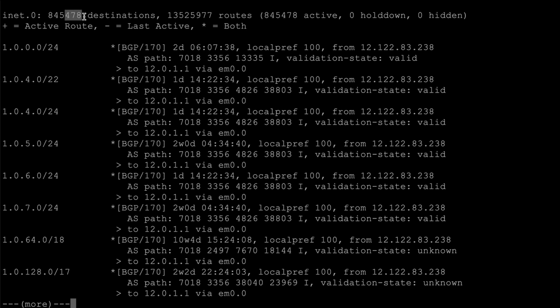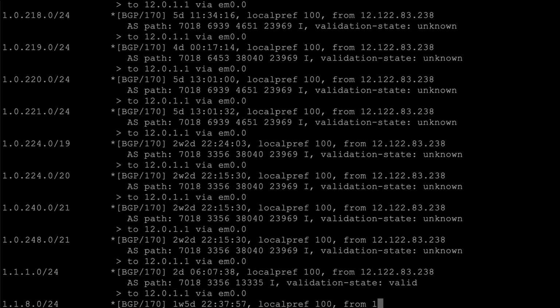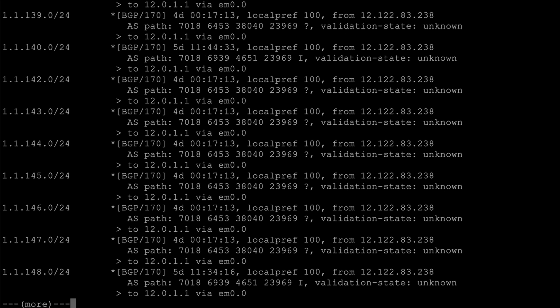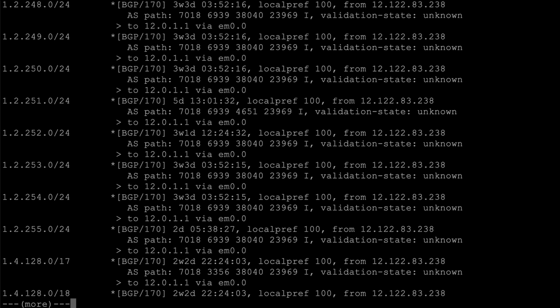845,478 destinations. And each destination refers to an address prefix that can cover a big block of addresses. But all of these 845,000 destinations together cover the entire internet. You can see there's no default route here, and it just starts at 1.0.0.0 and goes from there. Some blocks are bigger than others, but if we keep scrolling through here, it goes on and on and has blocks for every active IP address on the internet. And this happens to be AT&T's view of the world, but any large service provider is going to have a similar looking routing table in their routers.